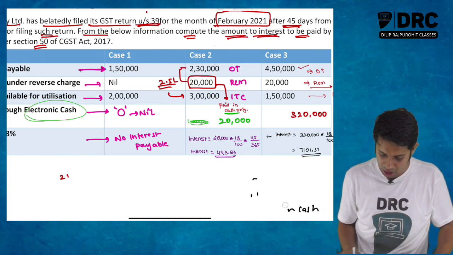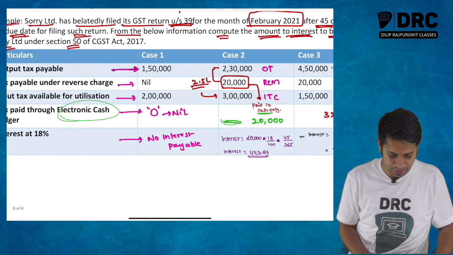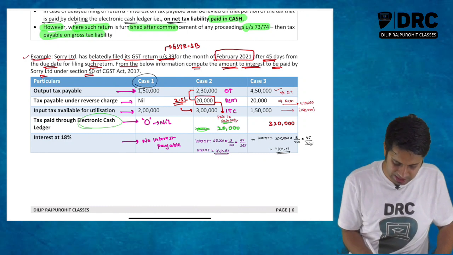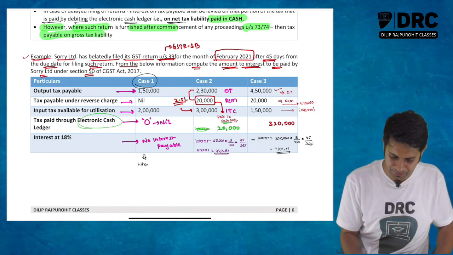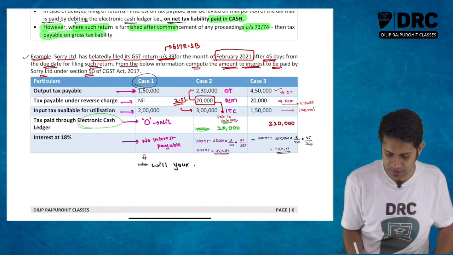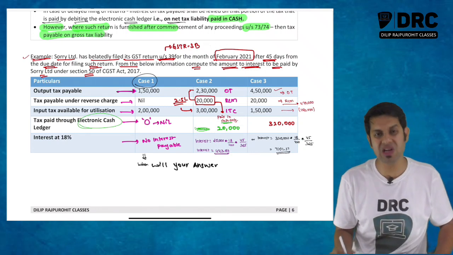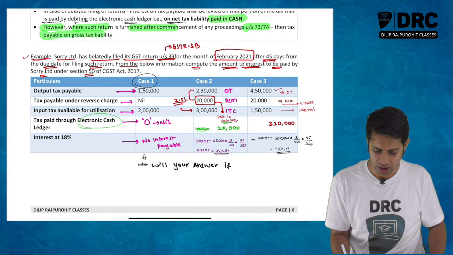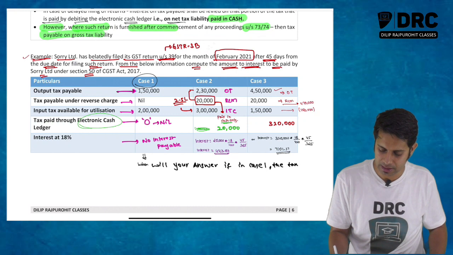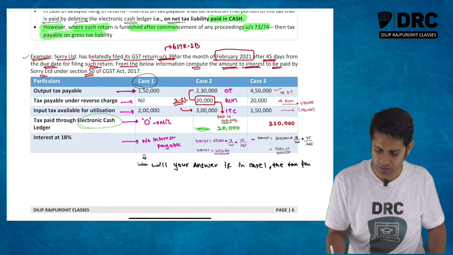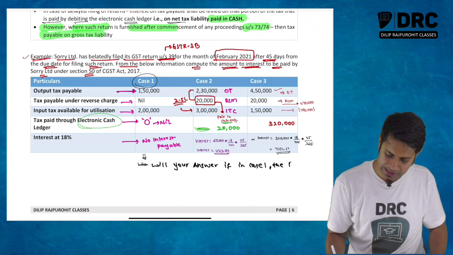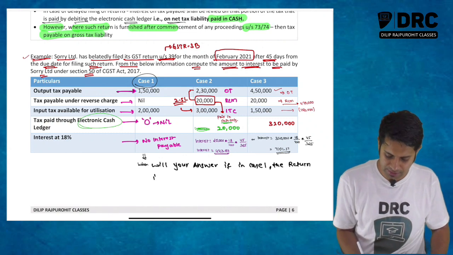Now, what if they change this question? One more point I am adding in this question. Say in case number 1 only I'll ask you: will your answer change if, in case 1, the return is furnished after a notice under section 73? I'll use the word return so that you get a little confused.